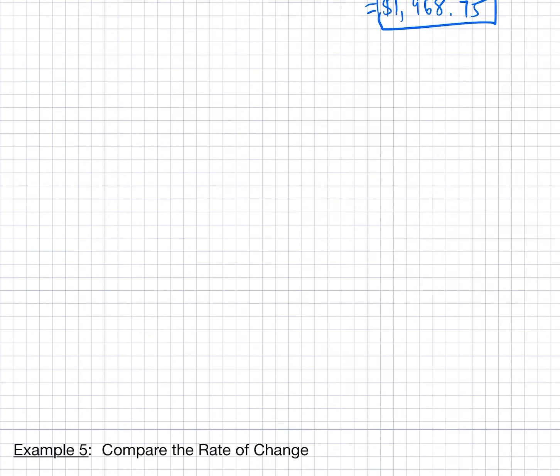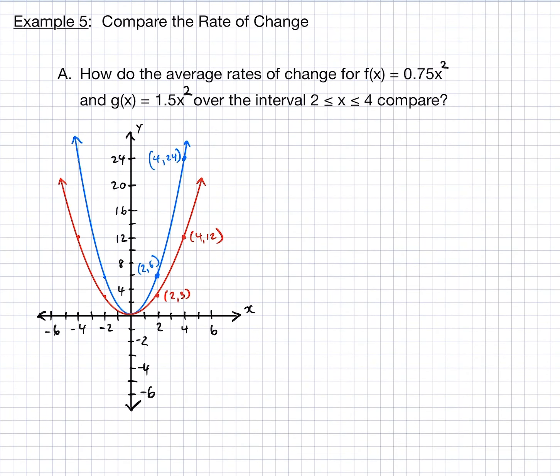Okay, last example. Here we are asked to compare the rate of change. Here we have a function f of x, which is equal to 0.75 x squared, and g of x is equal to 1.5 x squared.